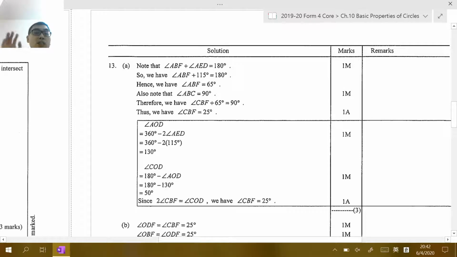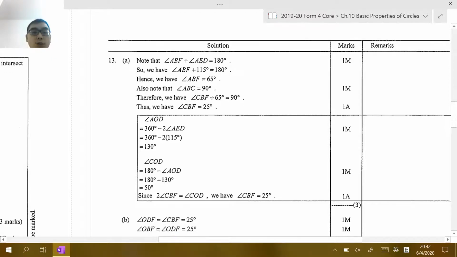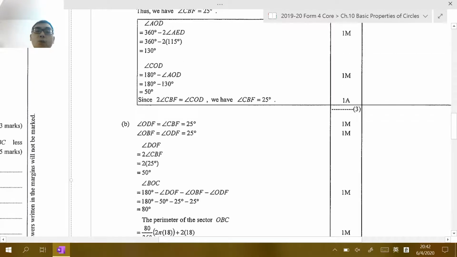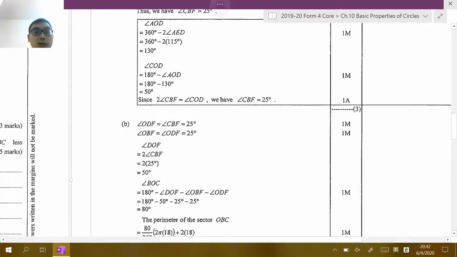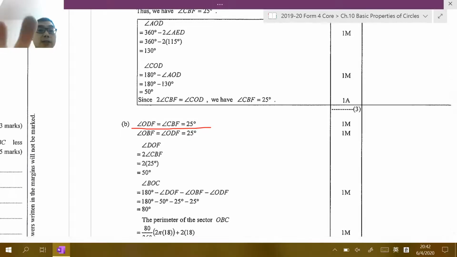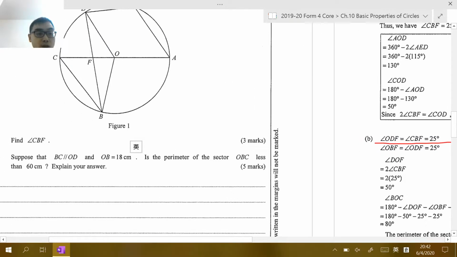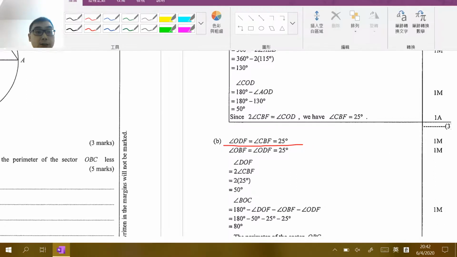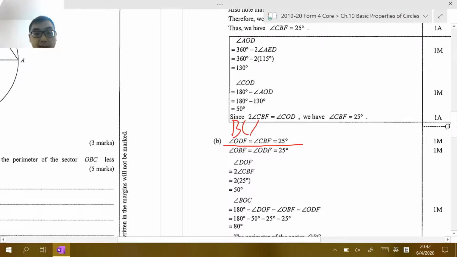You can see it does not include any sentence, any reasons that you learned in Form 1 to 3, or even in Form 4, no long sentences here. What you need to do is just state what you have and what you want. For example, in part b you can see directly that angle ODF equals angle CBF equals 25. The reason behind this actually comes from BC parallel to OD. You may try it by yourself, then you can easily see that this one comes from this. You can see that even the marking scheme skips writing since and therefore.